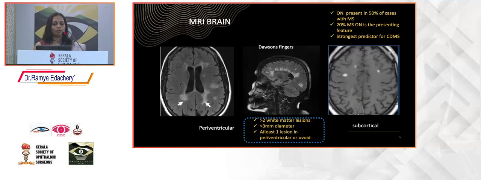Because optic neuritis is present in 50% of cases with multiple sclerosis, and in 20% of multiple sclerosis cases optic neuritis is the presenting feature, and it is the strongest predictor for clinically defined multiple sclerosis. The lesions of multiple sclerosis in the brain can be periventricular, juxtacortical, subcortical, or infratentorial as in the cerebellum. Typically the lesions in the periventricular area are called Dawson's fingers.